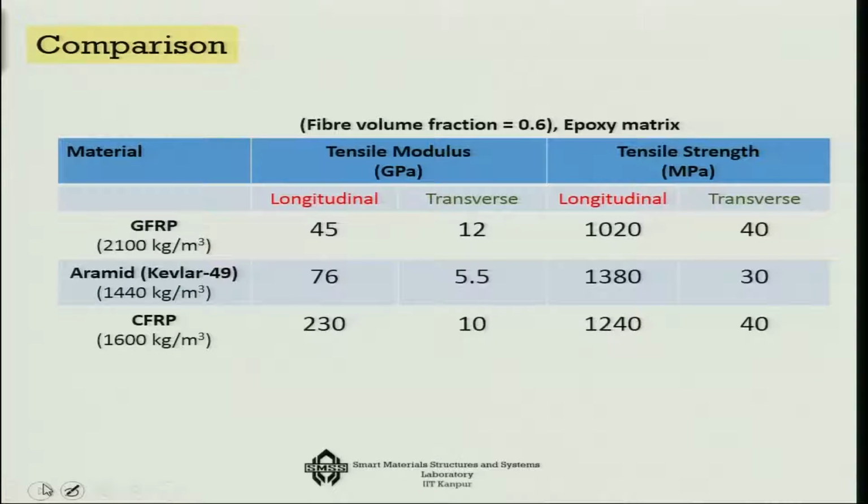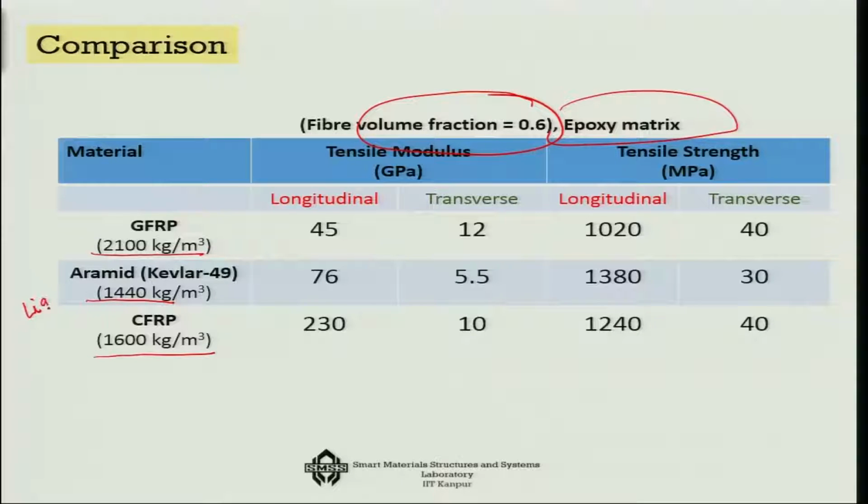Now if we compare the three types of composites with the same volume fraction of 0.6 and the same epoxy matrix, otherwise it will not be a fair comparison: GFRP density is the highest, 2100. Polyaramides are the lightest, and CFRP is 1600. So you can call polyaramide the lightest and GFRP the heaviest among them.